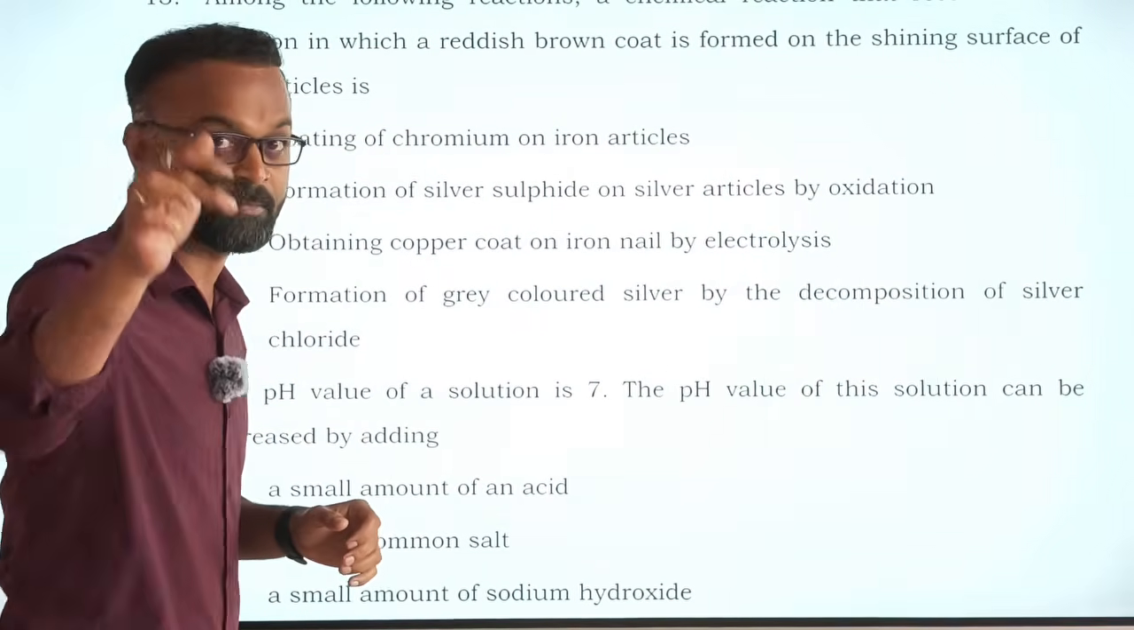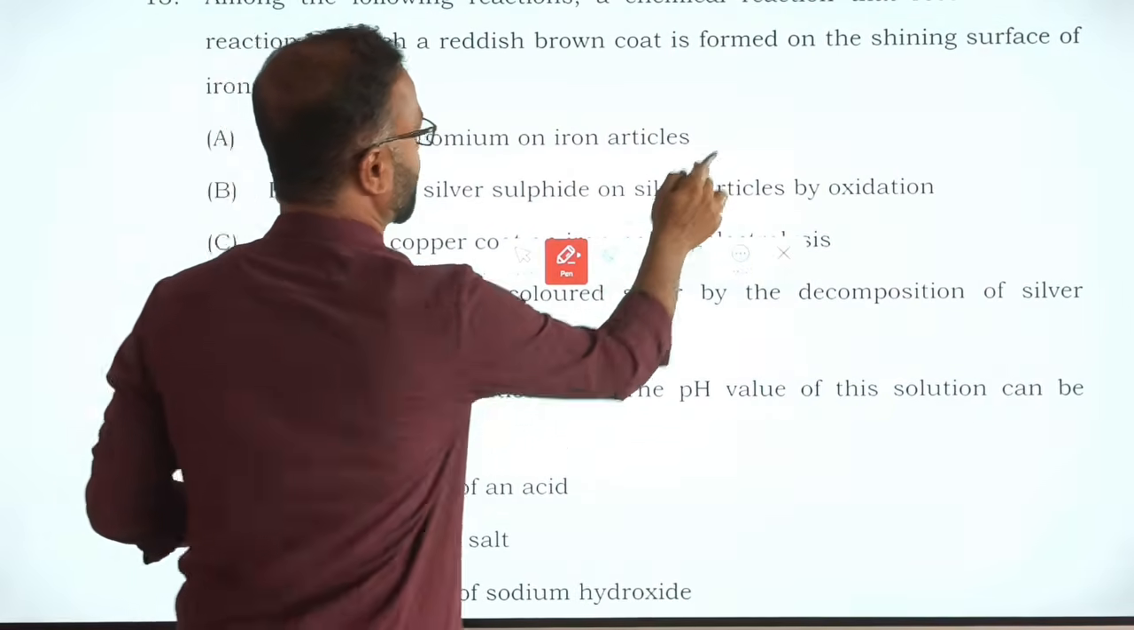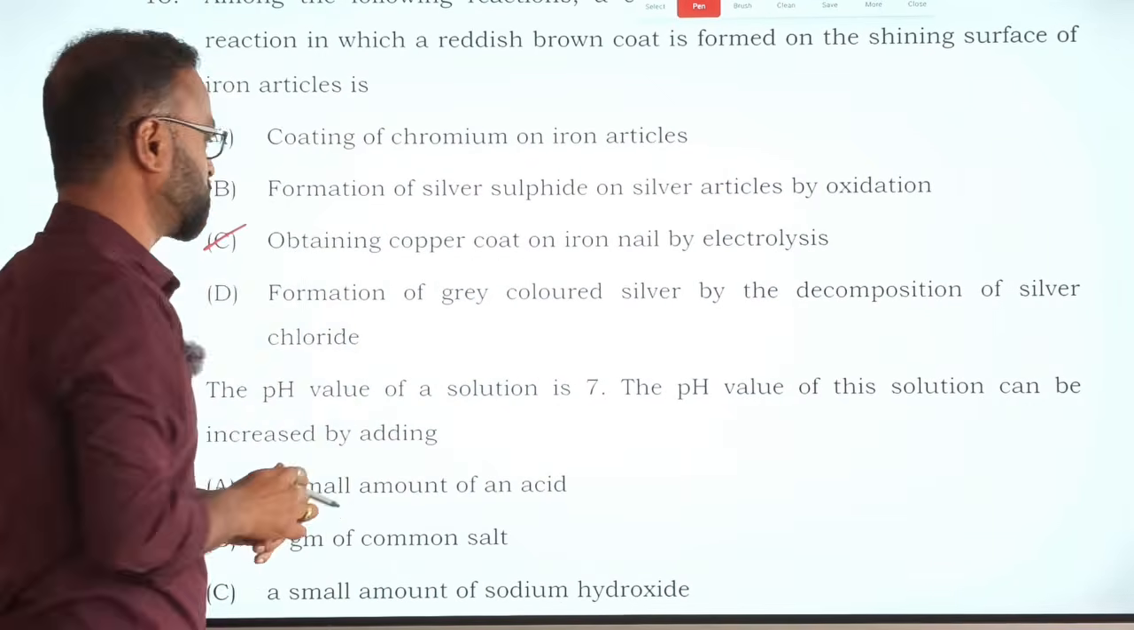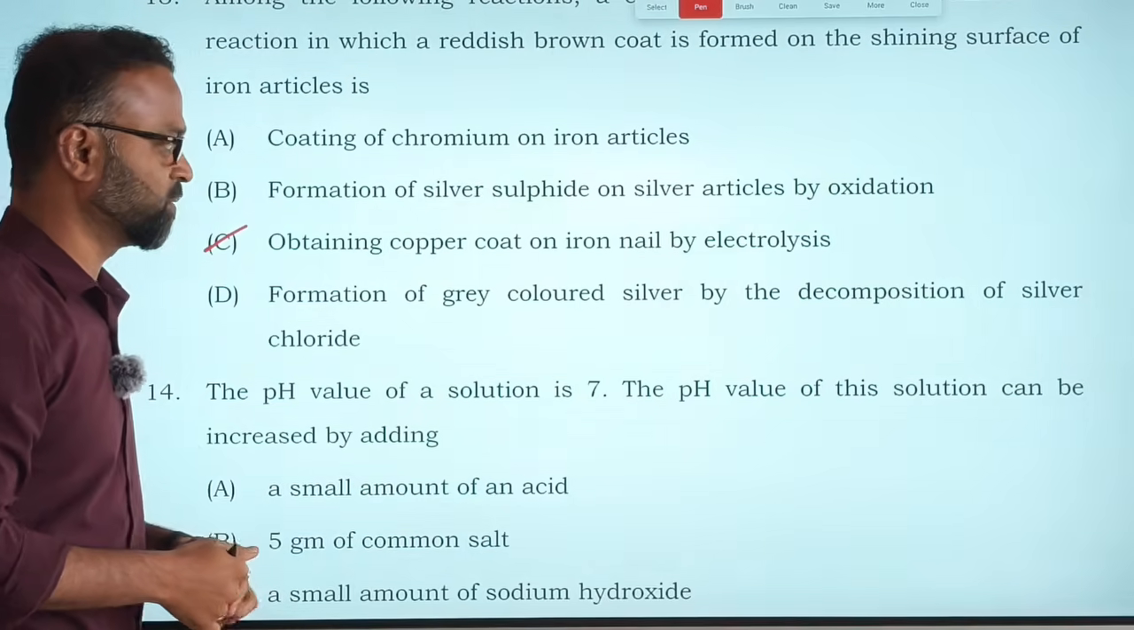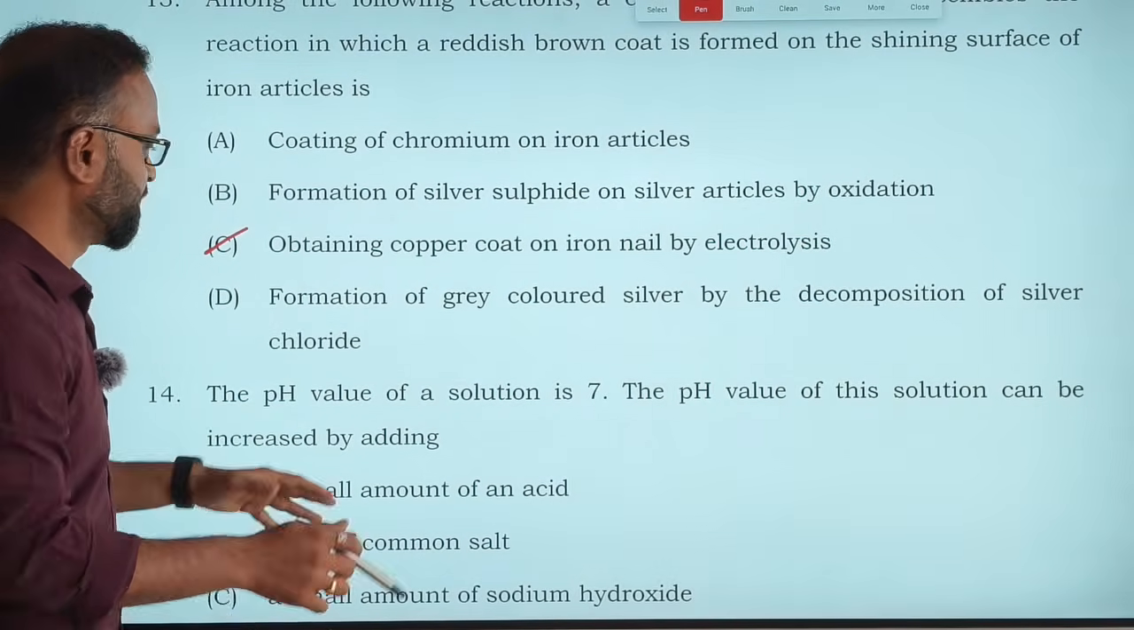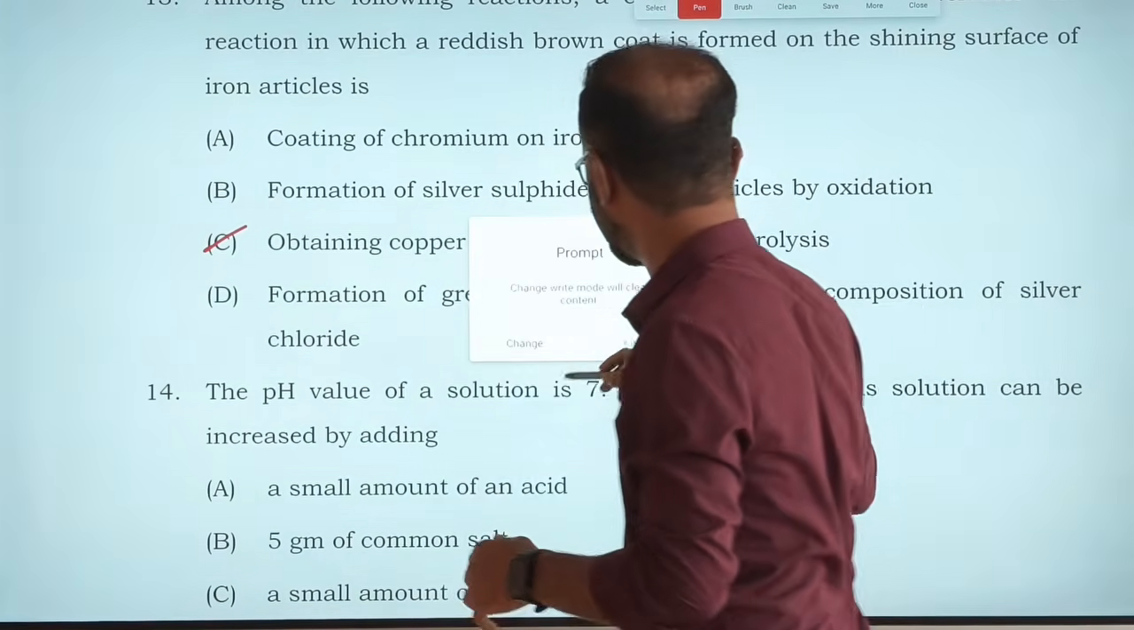If you have mentioned the same answer, you can mention it in the comment, and we have discussed this particular concept in my previous videos. And formation of gray color silver by the decomposition of silver chloride is wrong. Next one, see here.